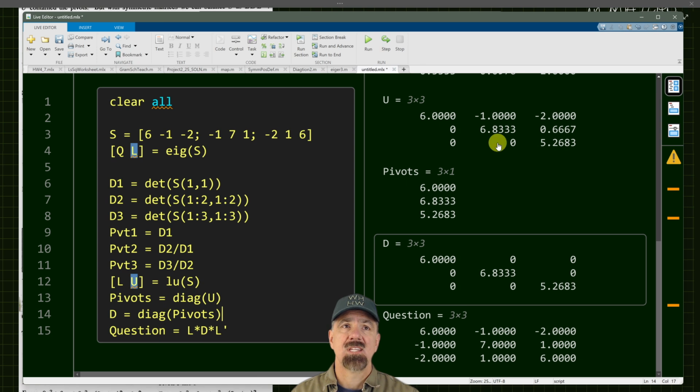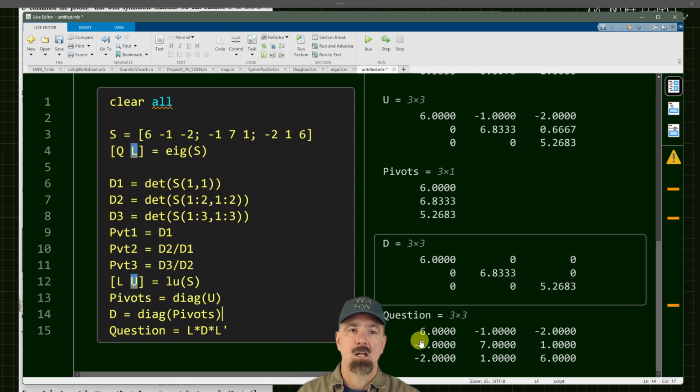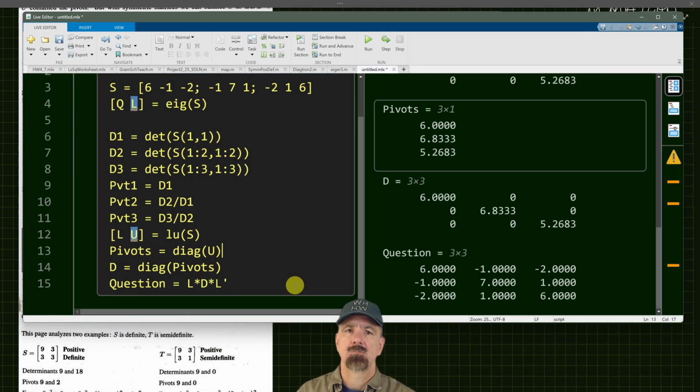So all we've done with the diagonal matrix is take our values here, and we can do that with the diag command. Use it once to get a vector, and then turn that vector back into a square matrix. And then we checked LDL transpose, which is this matrix right down here. So let me pull this up a little bit, make it a little bit easier to see.